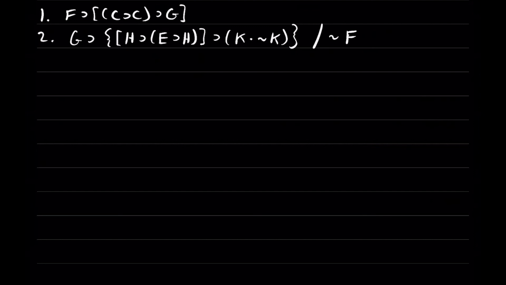Line 2, we've got if G, then that long expression in brackets: H implies that E implies H, and all of that implies K and not K. And the conclusion we're trying to show is just not F. So I don't see an obvious starting point with the premises. They're really massive and scary looking and unwieldy.